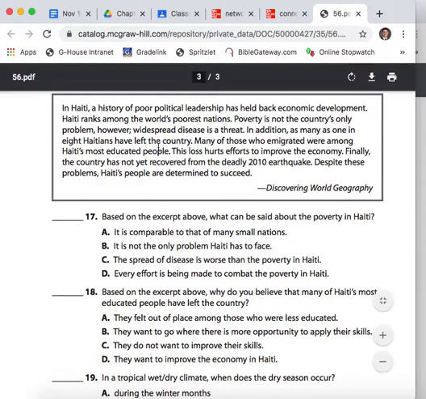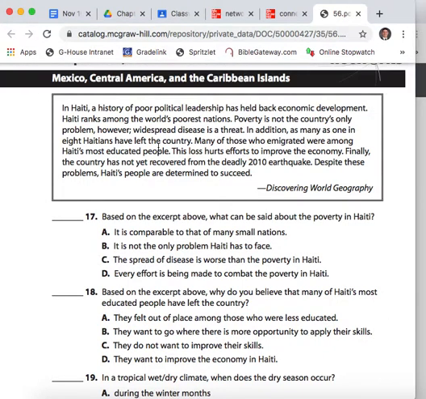17 and 18 ask us again to read this excerpt. In Haiti, a history of poor political leadership has held back economic development. Haiti ranks among the world's poorest nations. Poverty is not the country's only problem, however, widespread disease is a threat as well. In addition, as many as 1 in 8 Haitians have left the country. Many of those who emigrated were among Haiti's most educated people. This loss hurts efforts to improve the economy, and finally, the country has not yet recovered from the deadly 2010 earthquake. Despite these problems, Haiti's people are determined to succeed. Number 17, based on the excerpt above, what can be said about the poverty in Haiti? A, it's comparable to that of many other small nations.